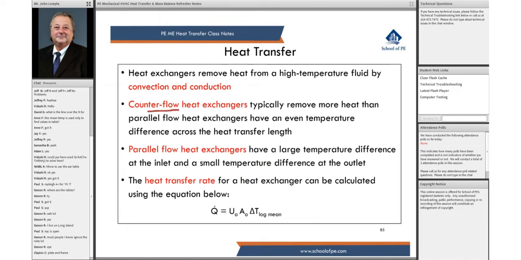Basically, a counterflow heat exchanger removes more heat than a parallel one. It has a very high temperature difference across the entire heat transfer length. Parallel flows have a large temperature difference at the inlet and essentially a smaller temperature difference at the outlet. And there are different applications depending upon the material.